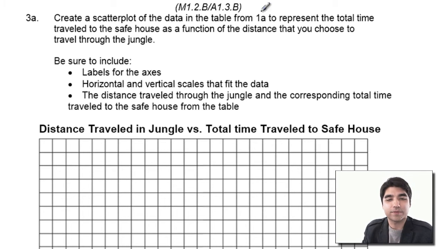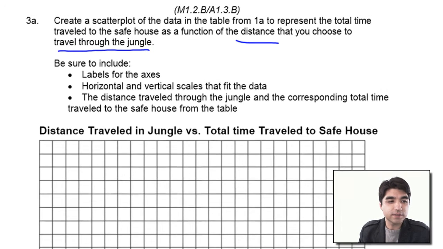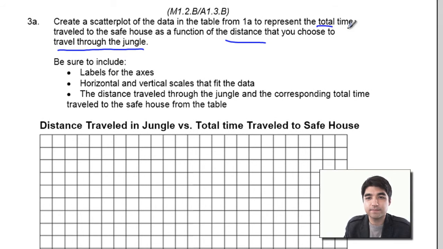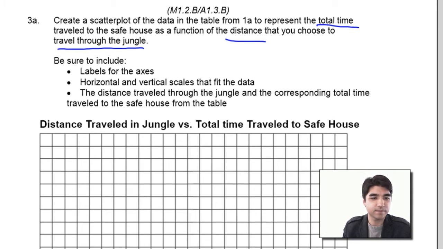Hey, so we're on problem 3 of our big box practice test. On this one, it says create a scatter plot of the data in the table from 1A, so that's a couple pages back, to represent the total time traveled to the safe house as a function of distance that you choose to travel through the jungle. So what they mean by that is total time versus distance traveled in jungle versus total time travel to safe house.